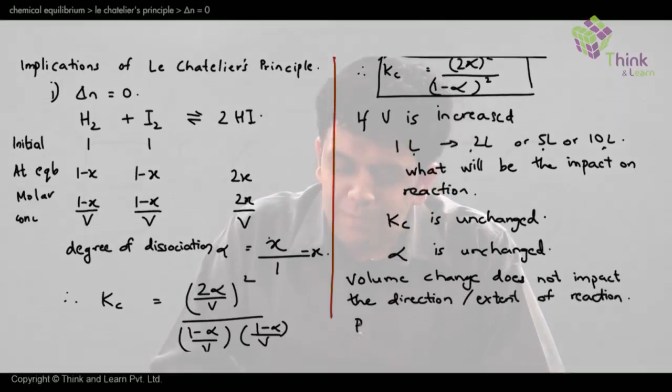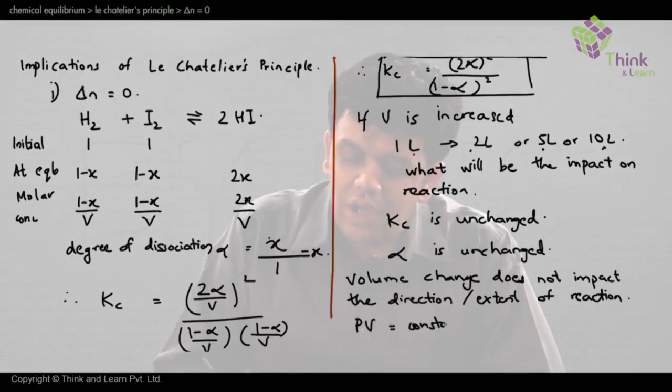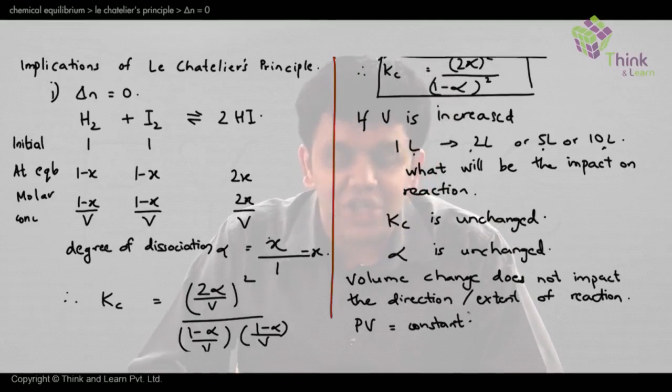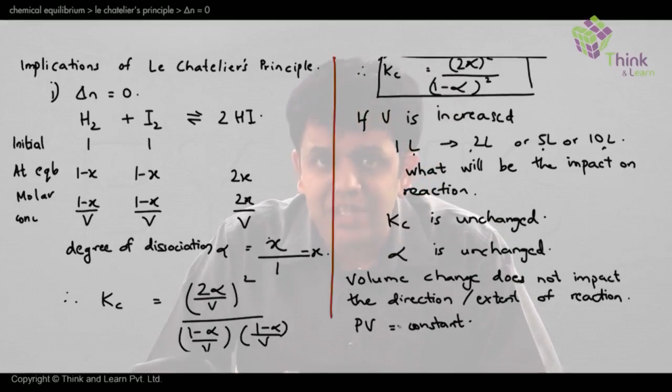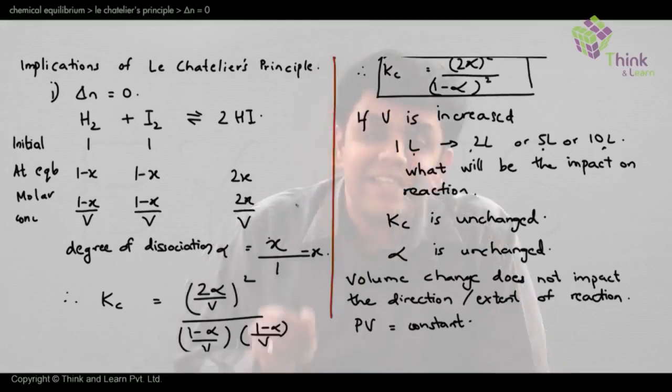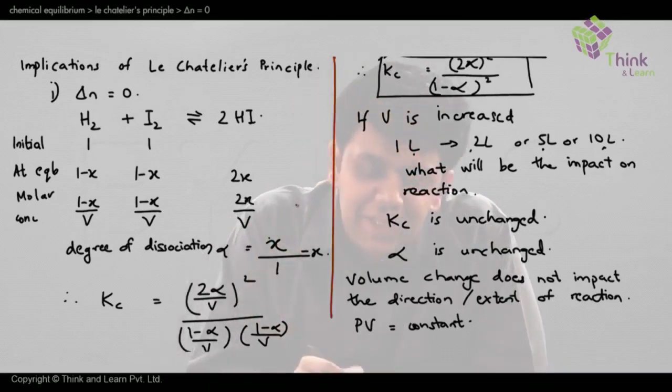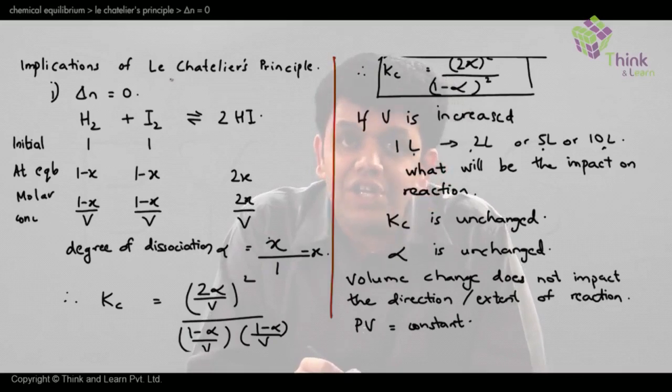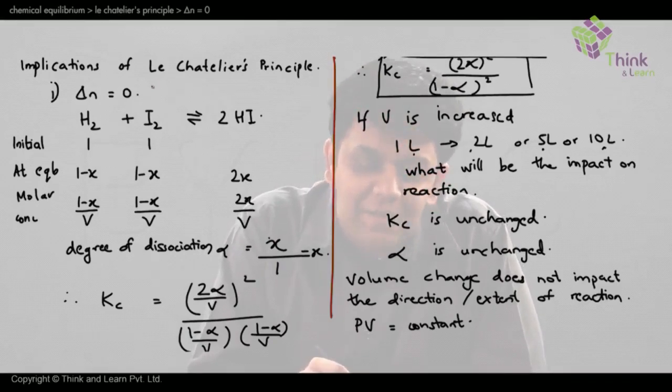Now, if alpha is unchanged, then there is no impact of volume change on this reaction. Now, if you assume that PV is a constant, if volume change does not impact the reaction, then even pressure change does not impact the reaction too. So even if pressure is increased on this kind of reaction, there is no impact with respect to the extent or direction of the reaction. Let us understand the implications of Le Chatelier's principle. Now initially, let us take a look at constant temperature where delta n is equal to 0.